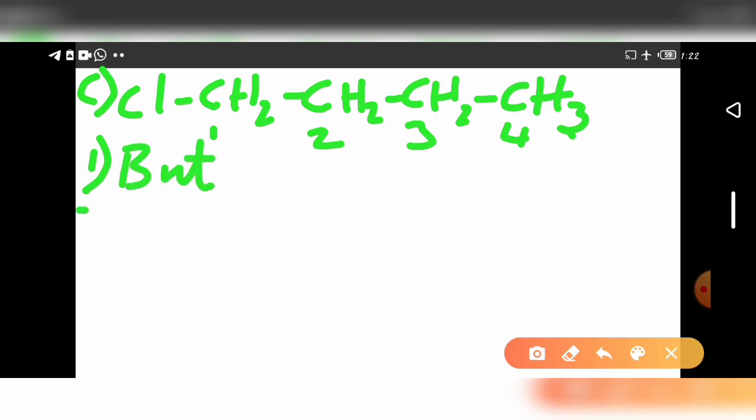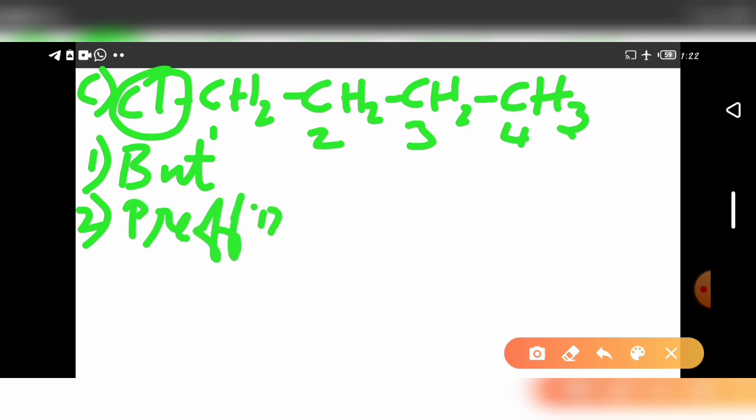Okay, next, second step: what is the functional group or the substituent presented? Here only a substituent is presented, that is Cl. So you add it as a prefix. So the prefix is chloro. You have to add chloro. After that, which carbon contains it? First carbon. So you have to add 1 chloro as a prefix.